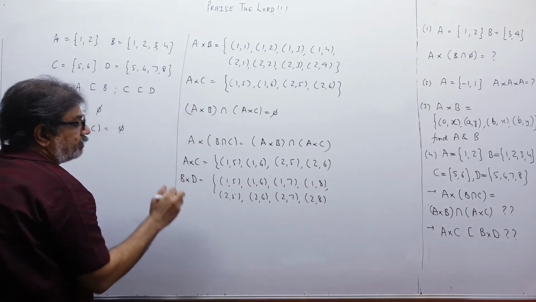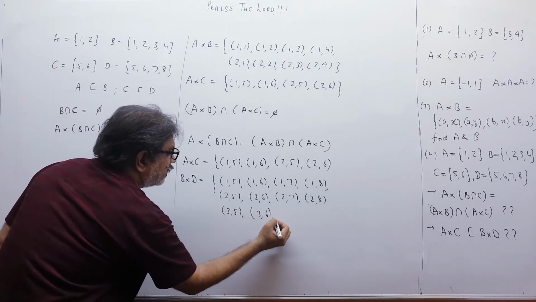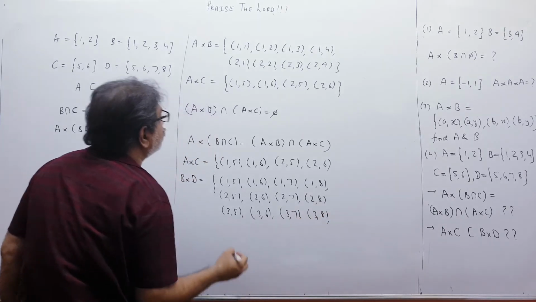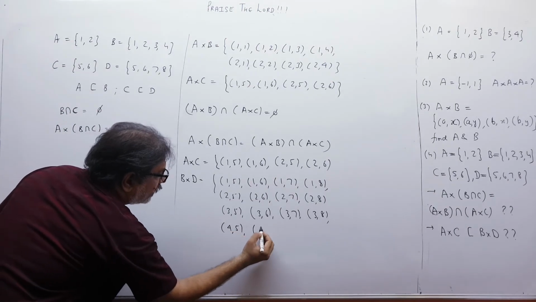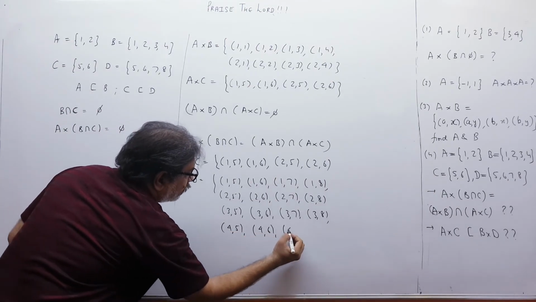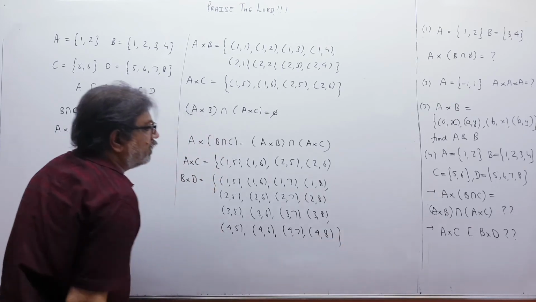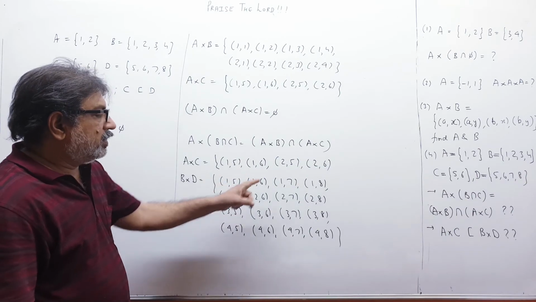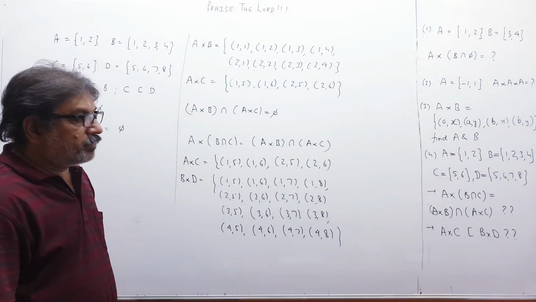Then 3 with all of them: (3,5), (3,6), (3,7), (3,8). 4 with them: (4,5), (4,6), (4,7) and (4,8). Are all these elements present over here? Yes. (1,5), (1,6), (2,5), (2,6). They are present. The A cross C is a subset of B cross D.